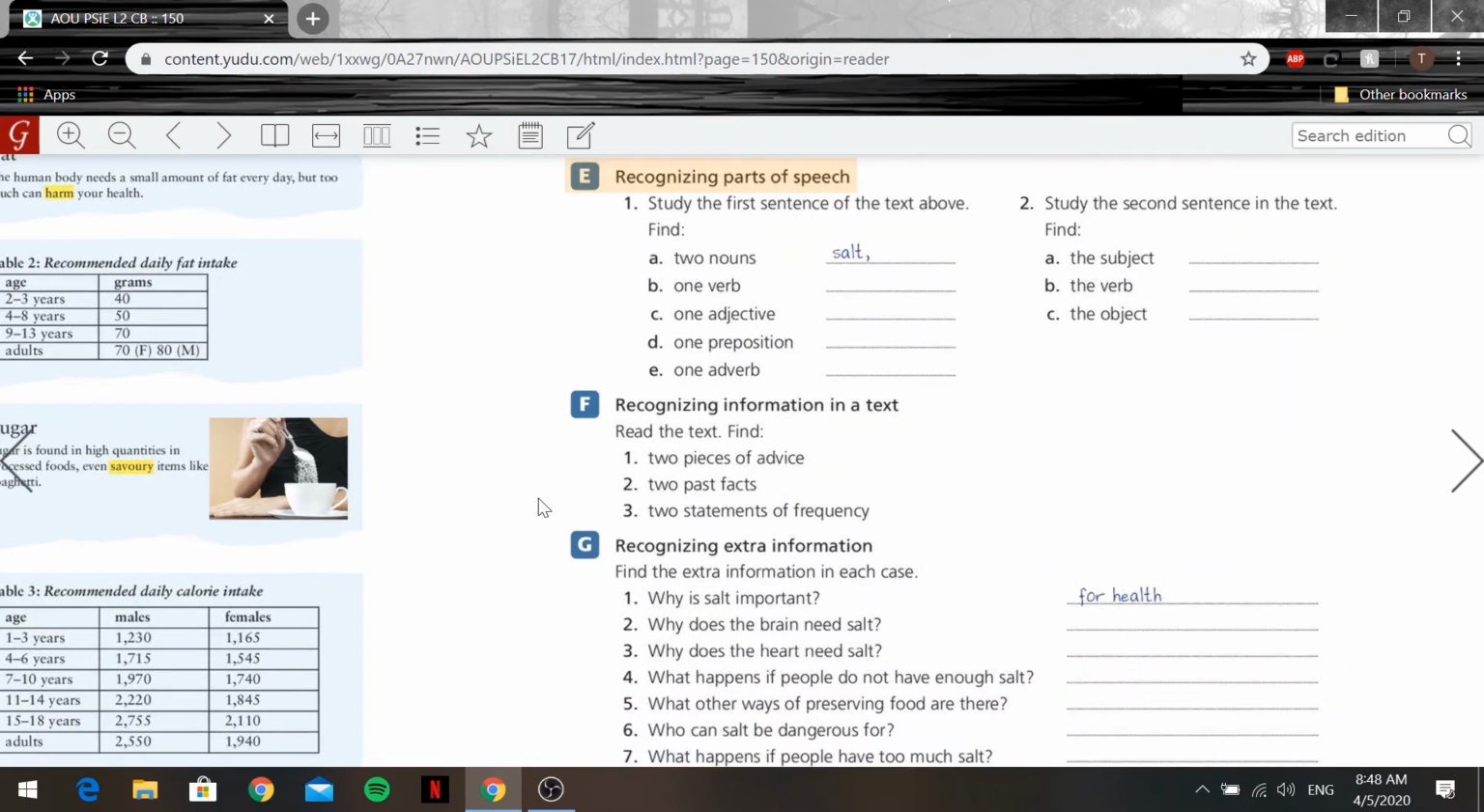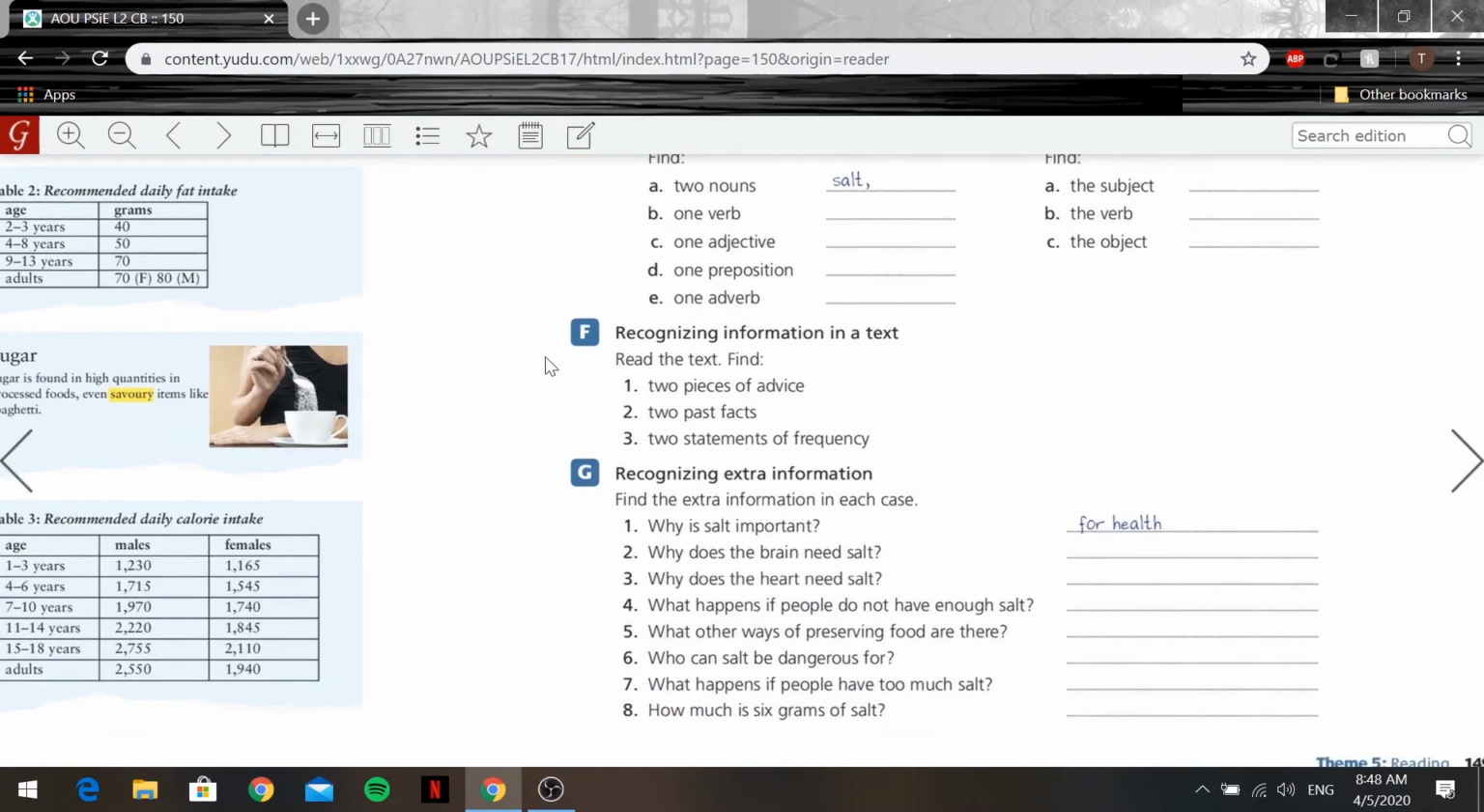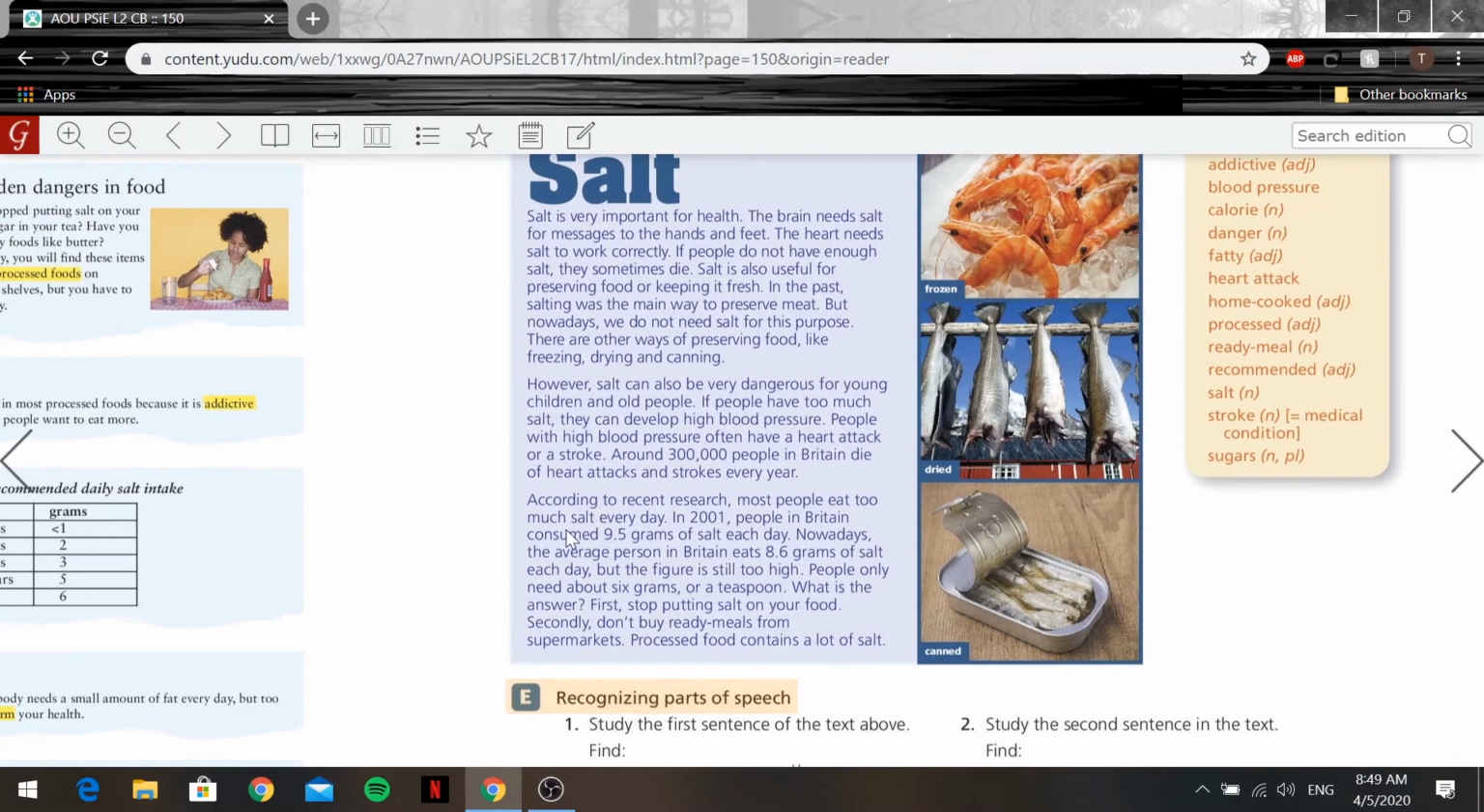Now, let's move on. We have F, recognizing information in a text. Read the text and find two pieces of advice, two past facts and two statements of frequency. All right, we're gonna have to go back here, but since we already read it, I'm just gonna go over it one more time quickly. So for advice, well, I think it was something about not putting too much salt on your food. This is useful for preserving. Can be bad for too much high blood pressure. Okay, there we go. So advice, stop putting salt on your food, okay, and don't buy ready meals from supermarkets, okay?